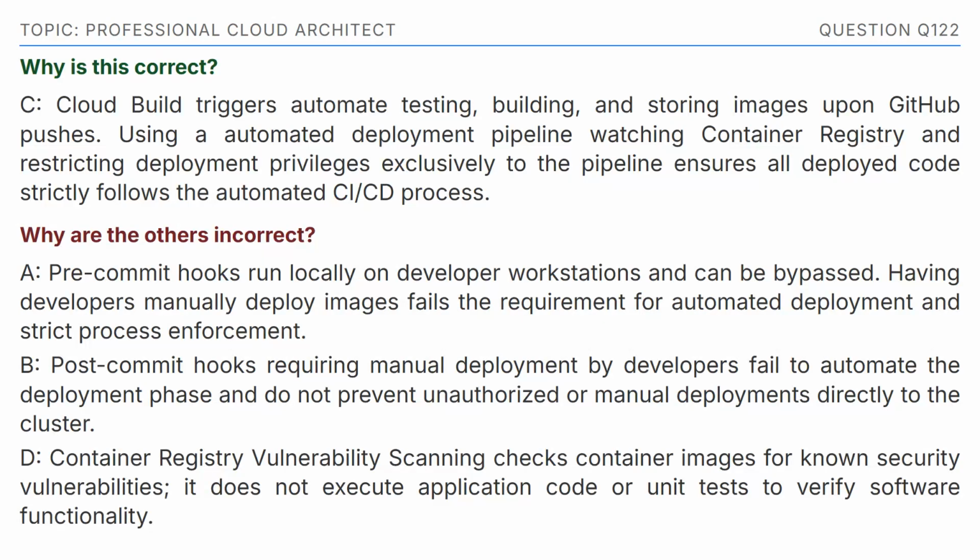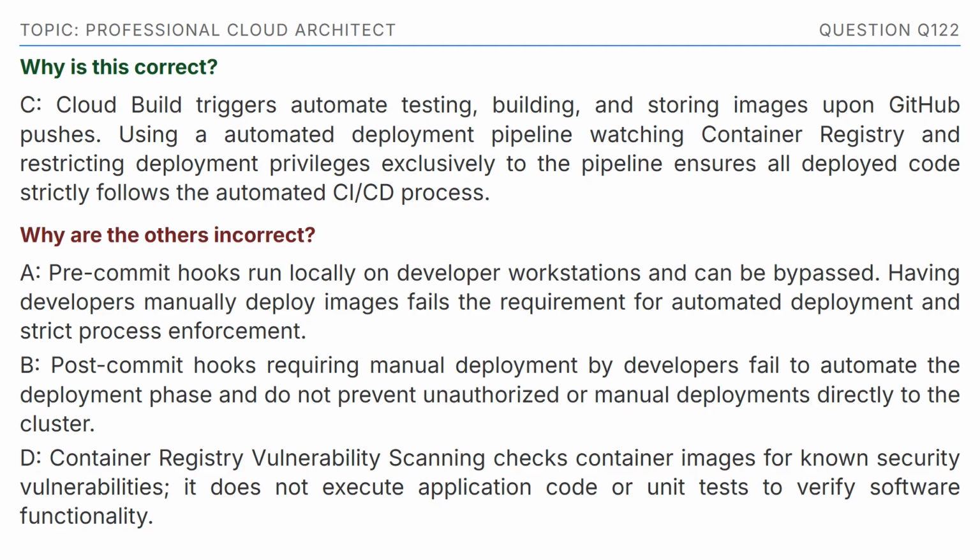Why is this correct? C. Cloud build triggers automate testing, building, and storing images upon GitHub pushes. Using an automated deployment pipeline watching container registry and restricting deployment privileges exclusively to the pipeline ensures all deployed code strictly follows the automated CI/CD process.